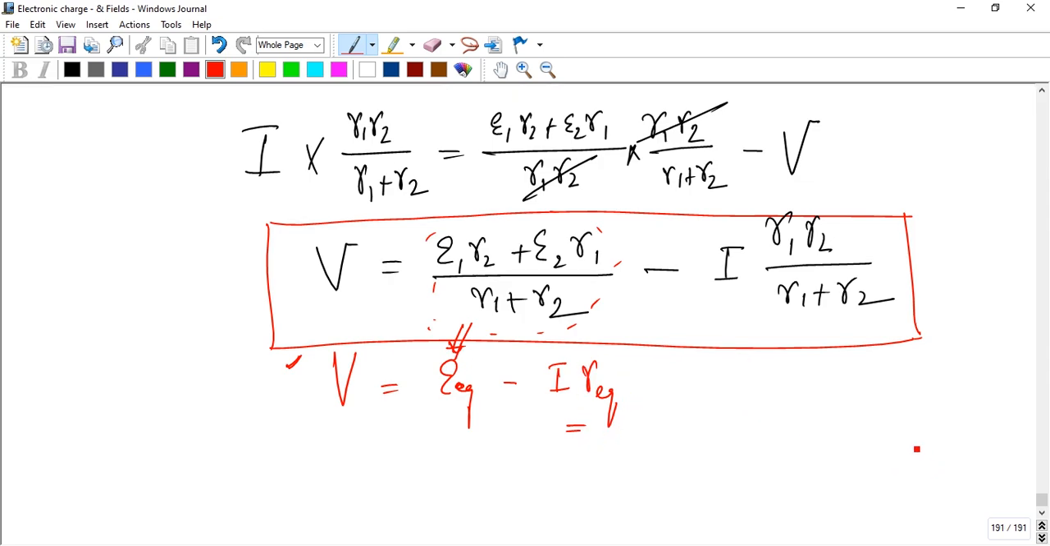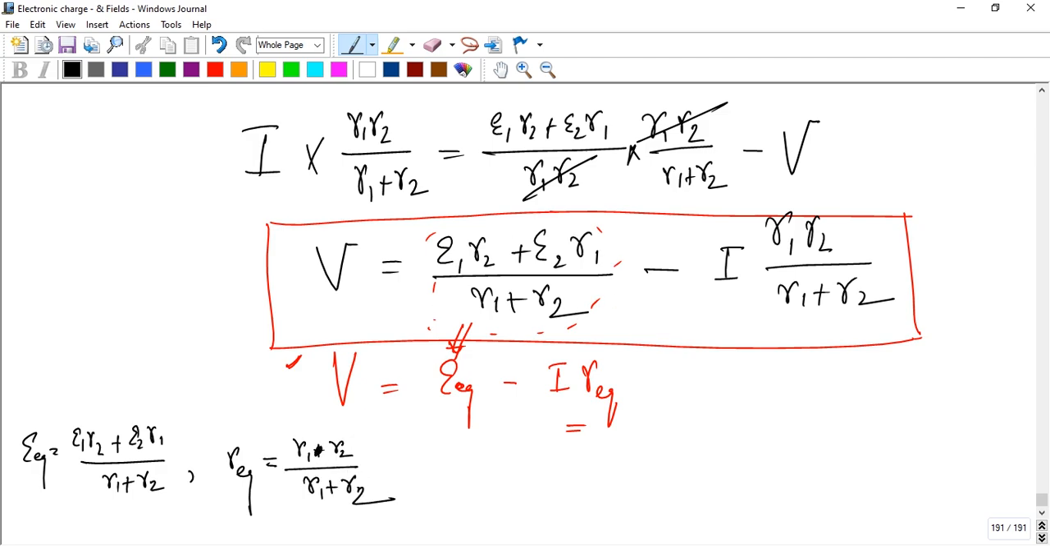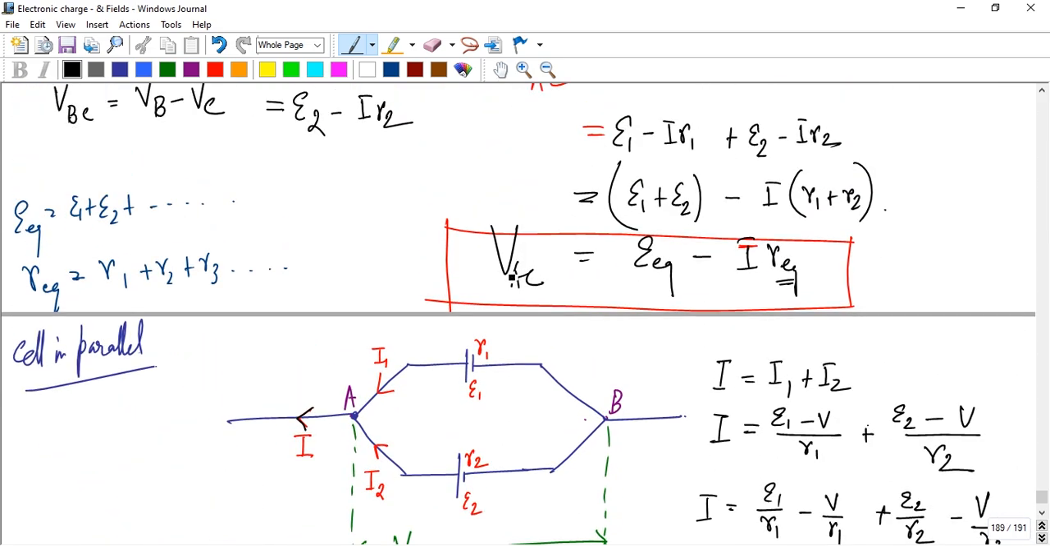So the EMF equivalent looks like EMF 1 R2 plus EMF 2 R1 by R1 plus R2, and R equivalent is equal to R1 R2 by R1 plus R2. So that's the basic concept here: cell equivalent for cells in series and cells in parallel. That is the cell parallel equation, and that is the cell series equation.